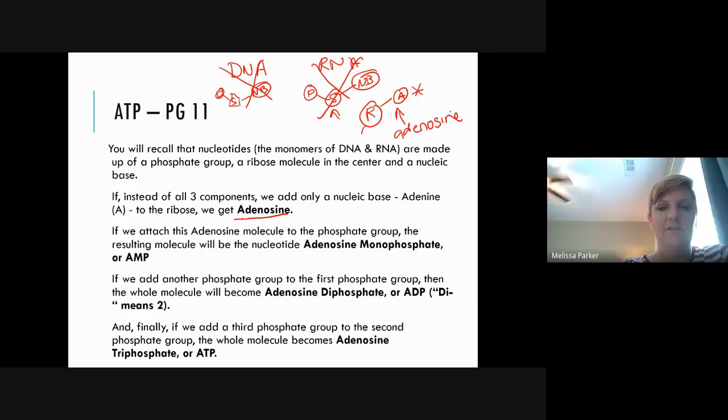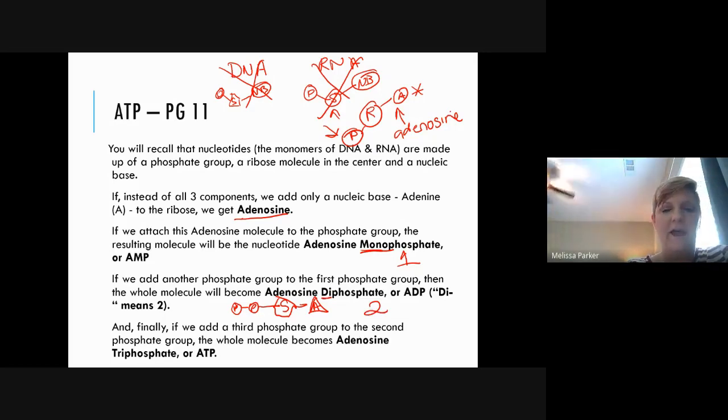So now if I attach this to the phosphate, now we have adenosine mono. Mono means one, right? So there's one phosphate here. So that's why it's adenosine monophosphate, okay? Then if I have two phosphates, the sugar and the adenosine, then I have adenosine di, because di means two, diphosphate, two phosphates, okay?